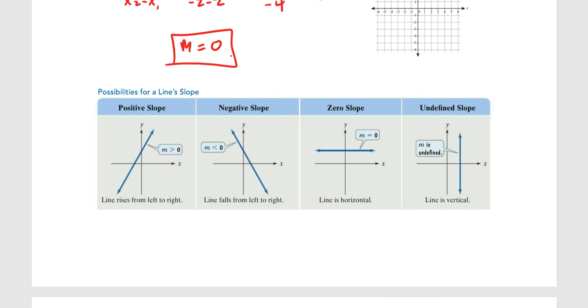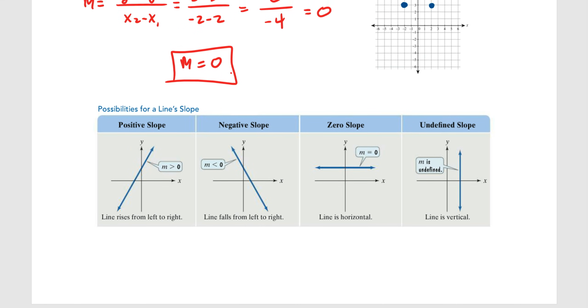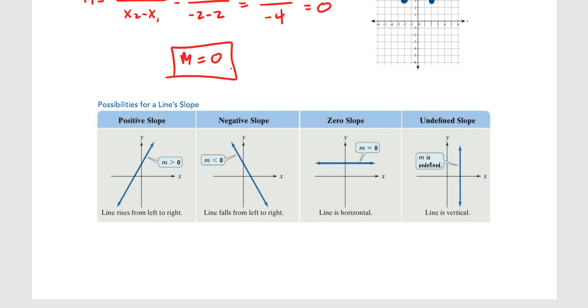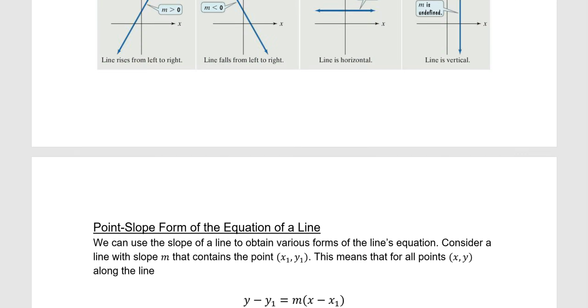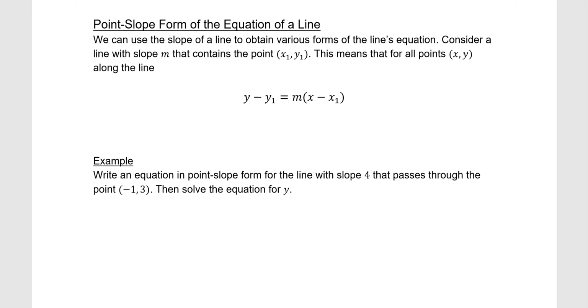And you can see here what these graphs represent at the bottom. Positive slope is an increasing line, negative slope is a decreasing line, 0 slope is a horizontal line, and an undefined slope is a vertical line. Next thing is the point slope form for the equation of the line.